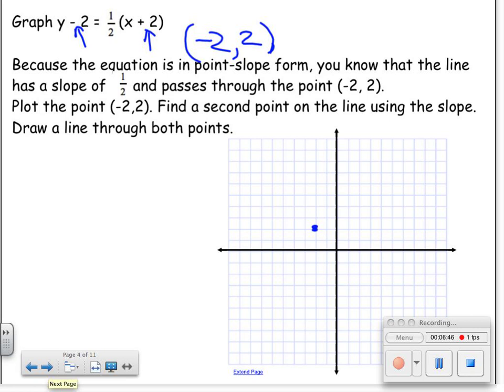And now I've got the 1/2, so it's going to be 1 up, 2 over. 1 up, 2 over. And that's how it should look. So plot that point, and then you just graph it that way.